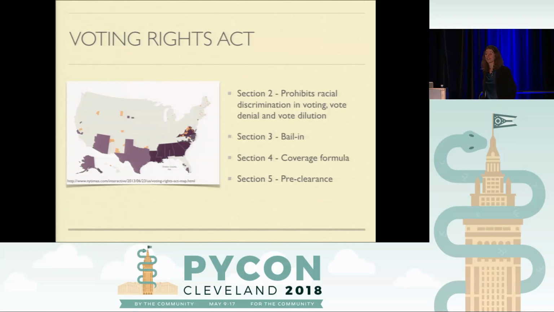It's going to be helpful for us to have an idea of some of the basic anatomy of the Voting Rights Act. So here we go. Section 2 is what you might expect to see in a Voting Rights Act. It generally prohibits racial discrimination in voting, including vote denial and vote dilution.